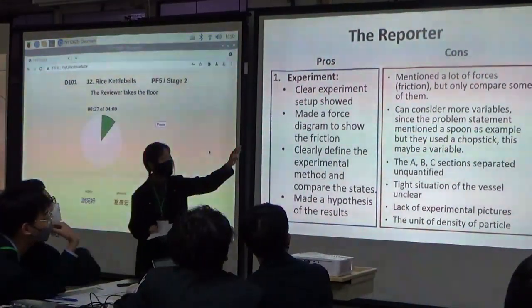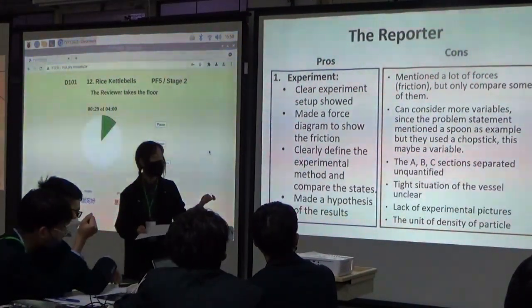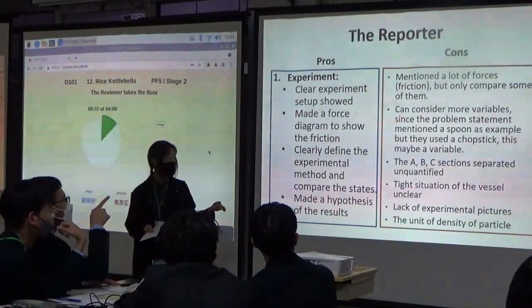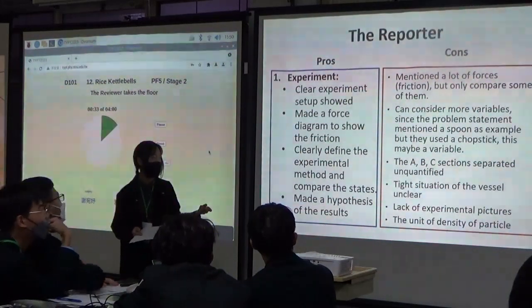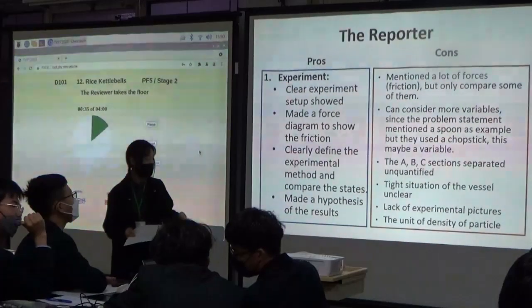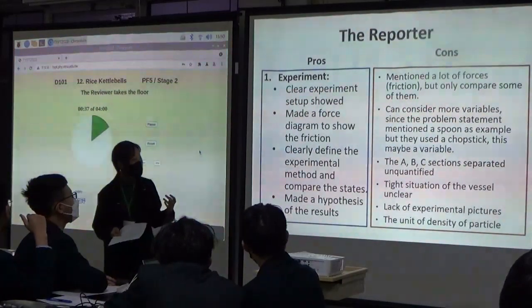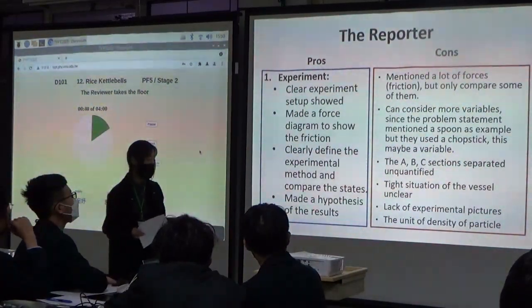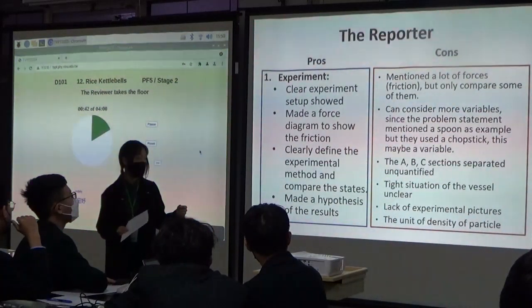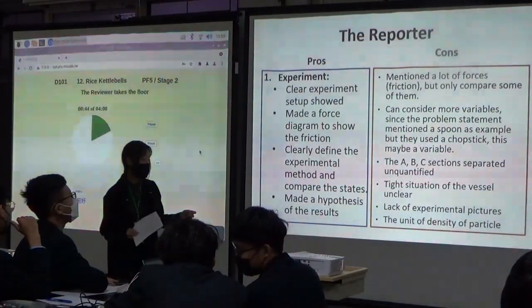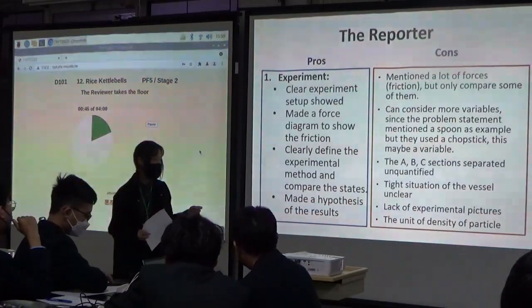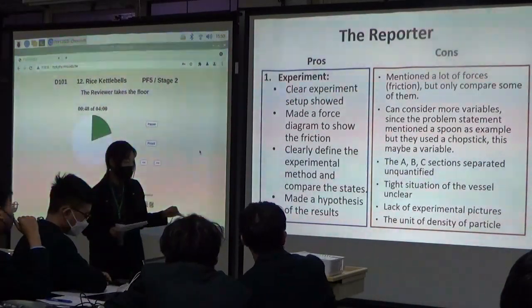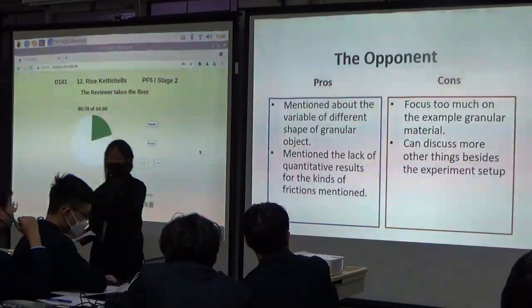But the cons are that they mention a lot of sources but only compare some of them, and they can consider more variables, since the problem statement mentioned a spoon as an example, but they used a stick. Also, the A, B, C sections are unquantified, the tightness situation of the vessel is unclear, they didn't have experimental pictures, and the unit of density of the particles seems strange.